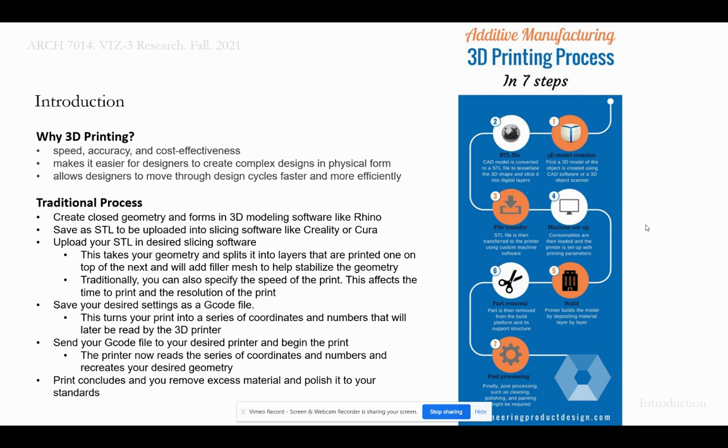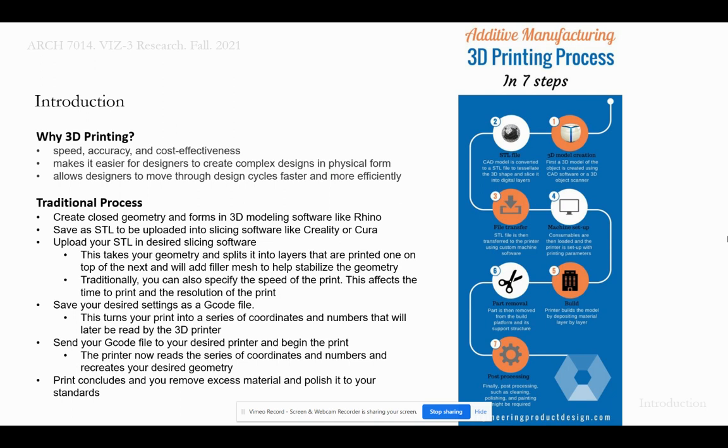And especially with super complex forms that designers come up with, it's an easy way to get those modeled. A lot easier than it would be to hand model it. And it allows a designer to move through design cycles a lot quicker and more efficiently. Again, you can get things done a lot quicker and have a quicker turnover time between your design iterations.